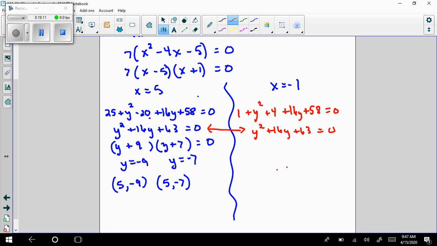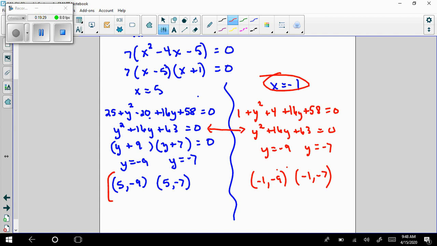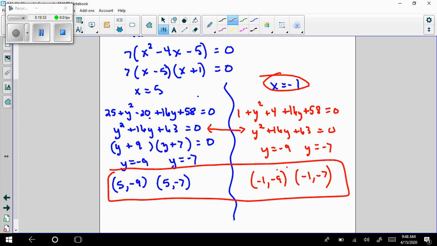So I'm going to get the exact same solutions over here. Y equals -9 and y equals -7. Only difference is your x value is different. So -1, -9, and -1, -7. Right, so this one would have 4 points of intersection, depending on what those conics were.